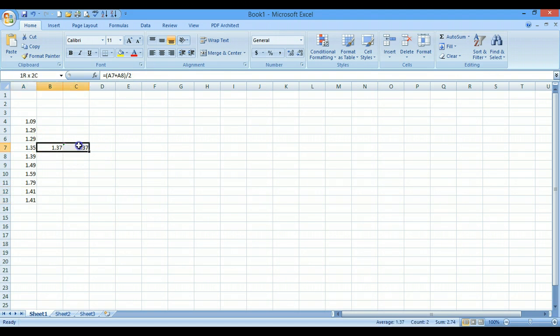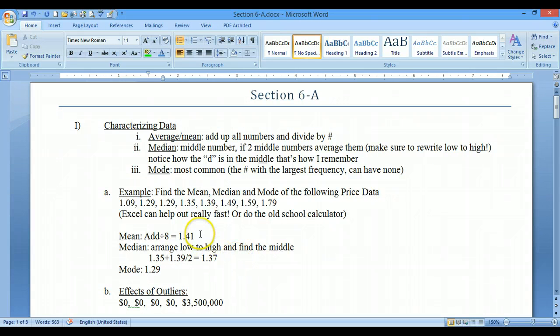The median is 1.37, and the mode is the most frequent. Mode and most also sound similar. So which of these? It looks like 1.29 is the only one that has any sort of repetition, so it has the most frequent. All right, let's go back in. 1.41 for the mean, we already have that. 1.37 was our middle number, and the mode 1.29 showed up the most frequent.